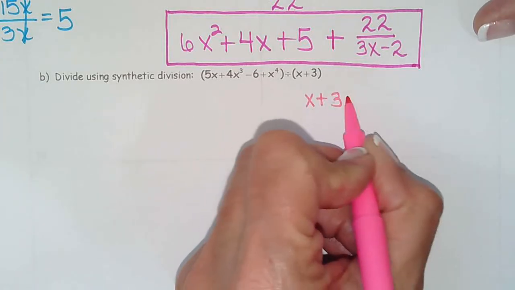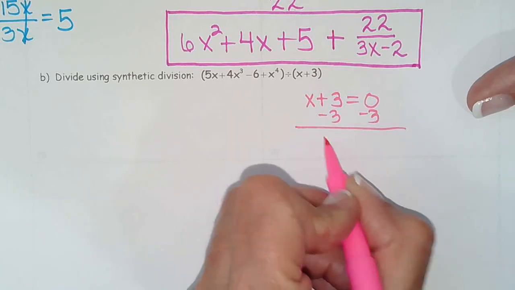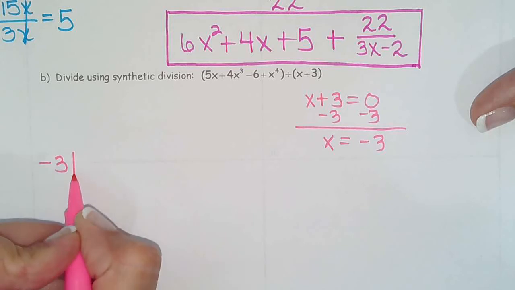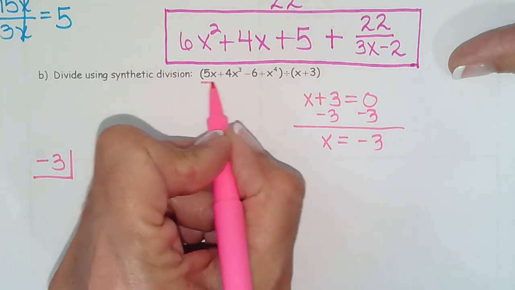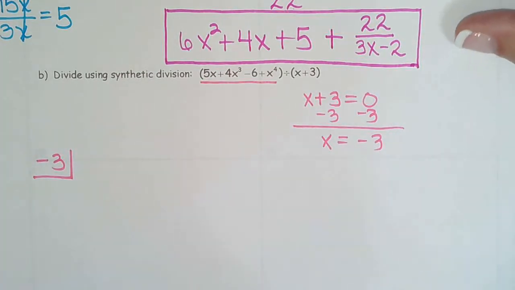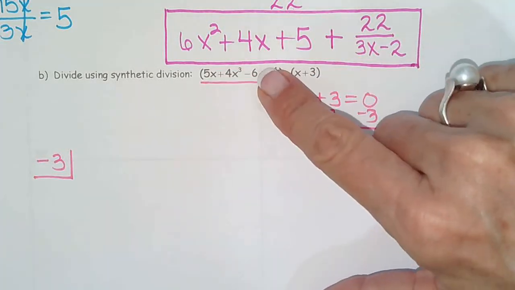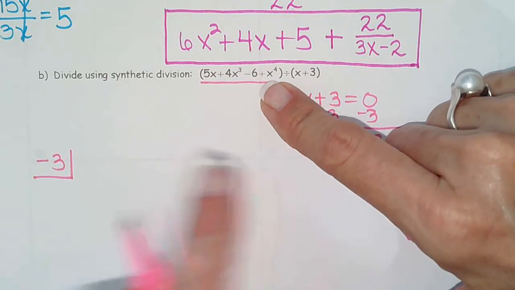So set x equal to 0, and when we solve, we can see x is negative 3. So that negative 3 goes out in front in a box to show it's a divisor. It's not part of the coefficient matrix, it's a divisor. And this is a mess. It's all out of order, it's missing terms, so you should rewrite it in the proper order with numbers in front of everything before you put it here.